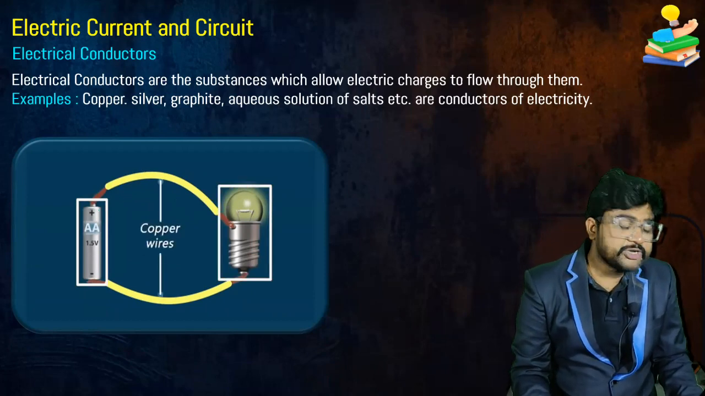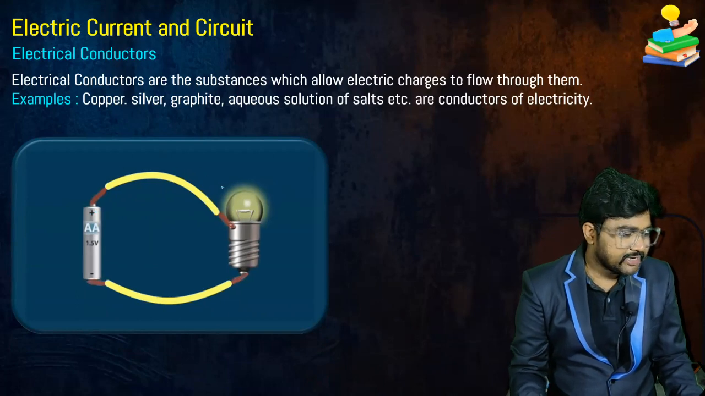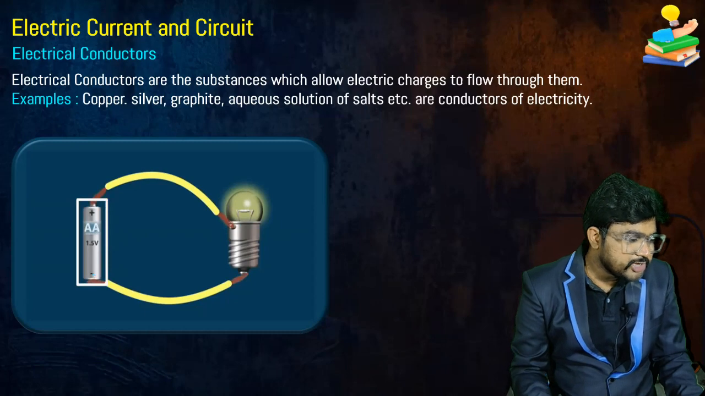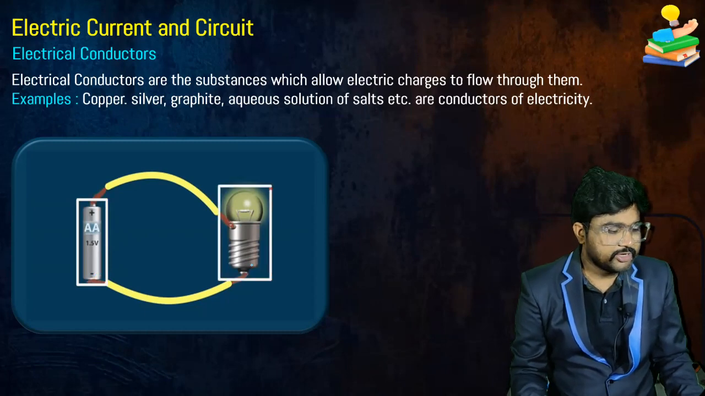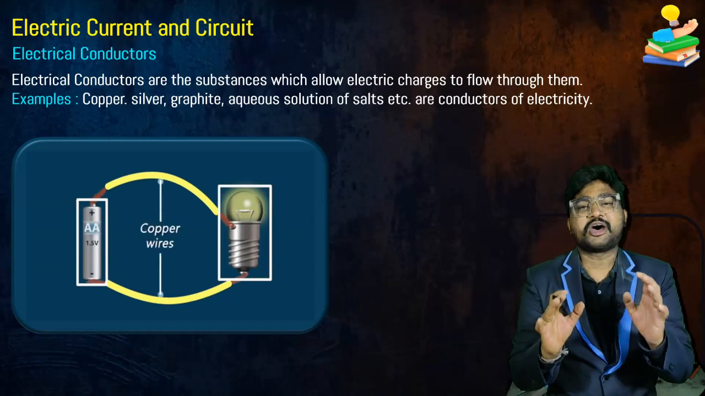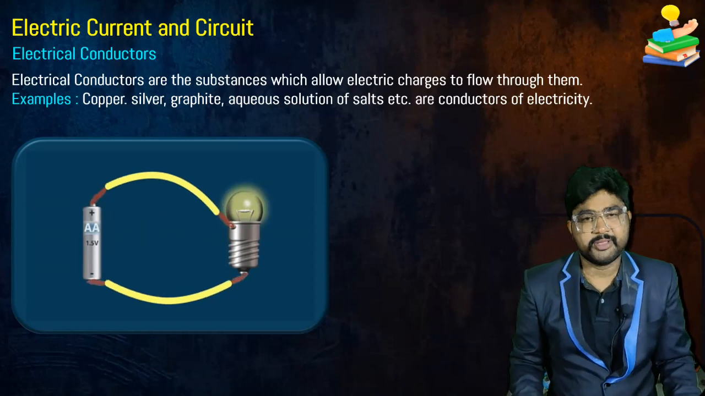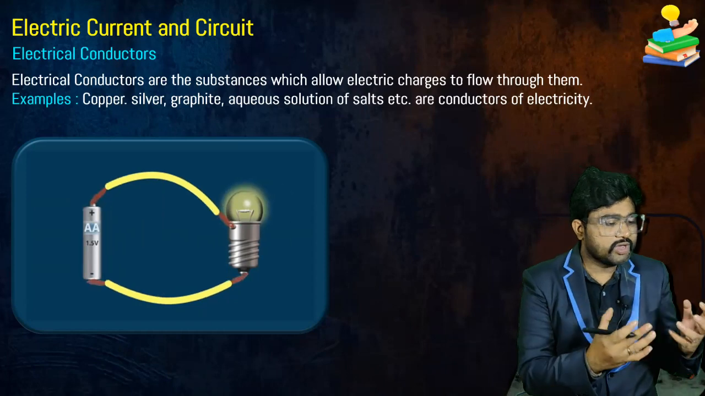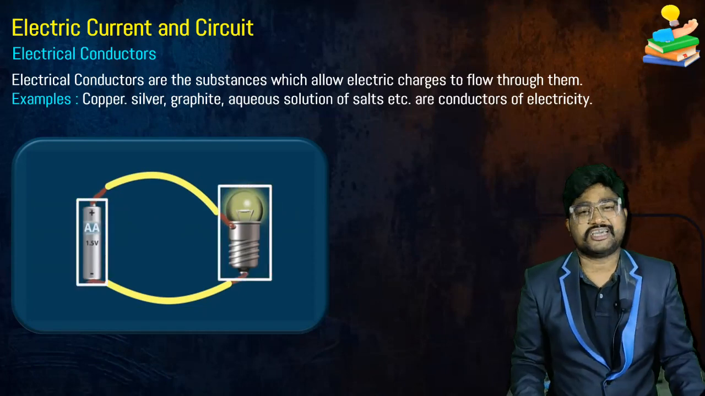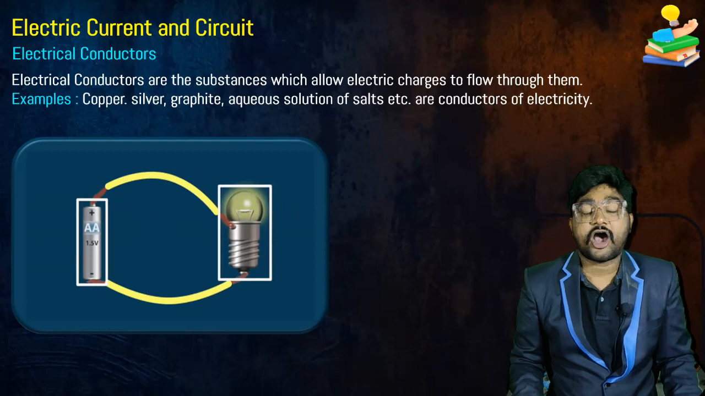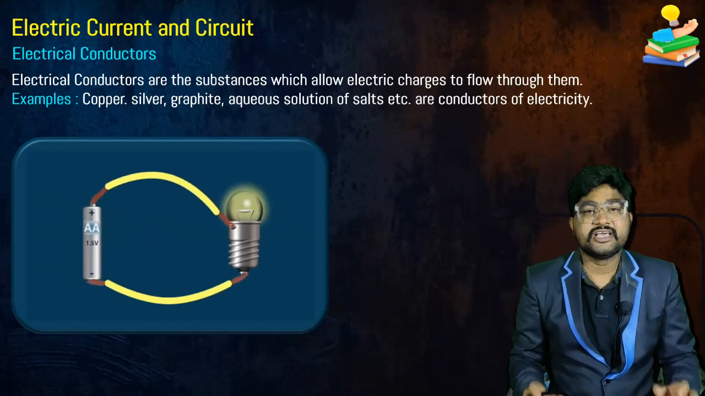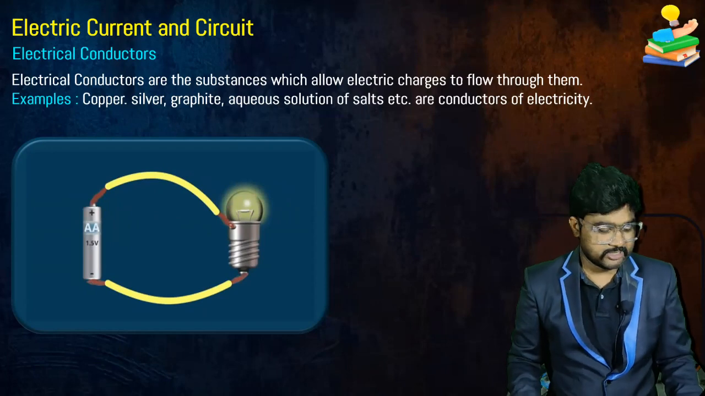The positive terminal of the battery is connected to one end of the bulb. The negative terminal of the battery is connected to the other end of the bulb. In this particular connection, you are observing the lighting of the bulb. How is the bulb glowing? That is because of the flow of charges. These materials allow the charges to flow. That is why you call them electrical conductors.